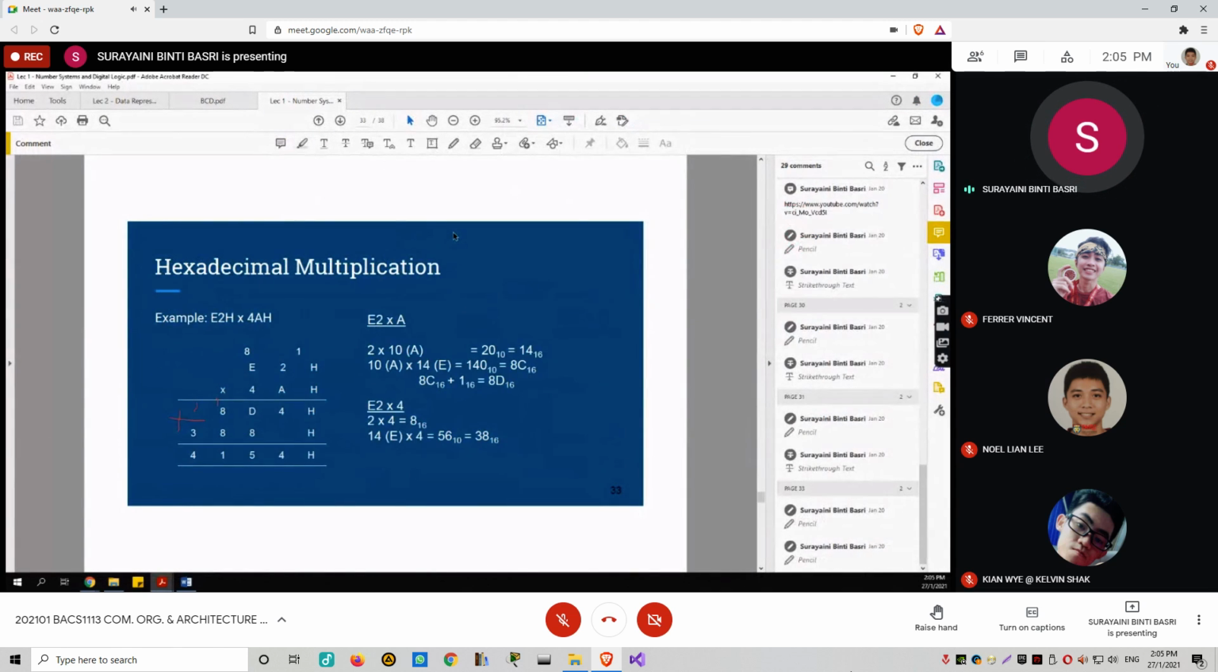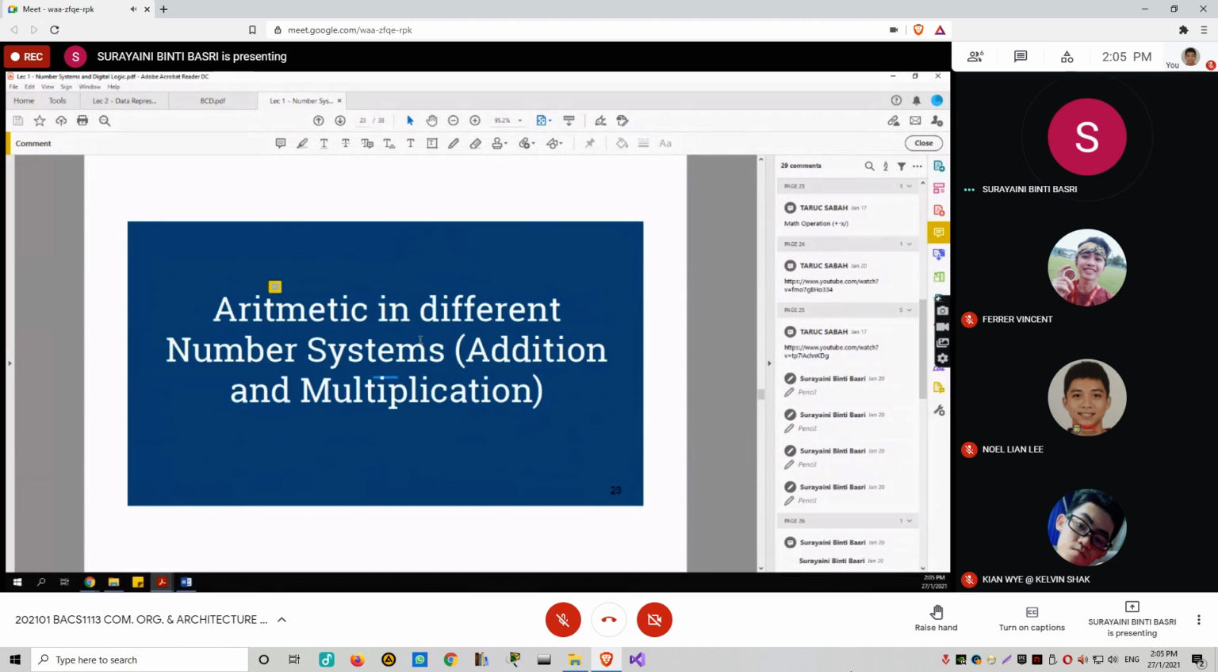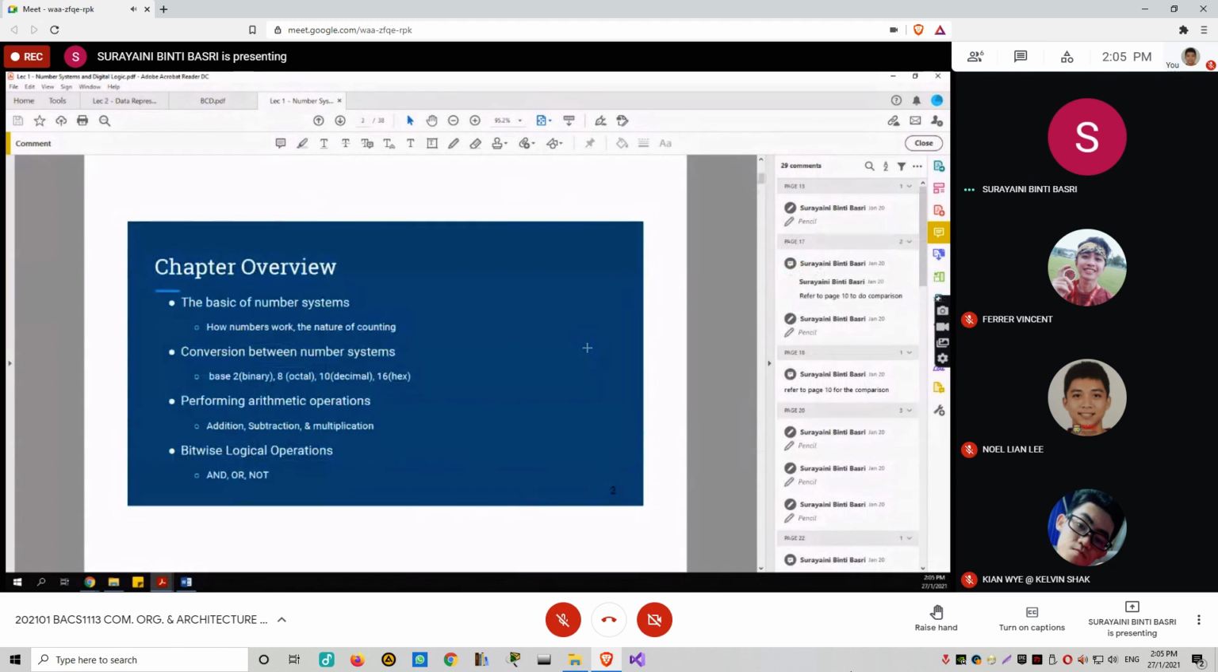Last time we were here. Previously we have covered the basics of the number system, and then we also learned how to convert all of the types of numbers, and how to do the arithmetic operations such as addition, subtraction, and multiplication of the number system. And now we will continue to this topic, which is the bitwise logical operations.